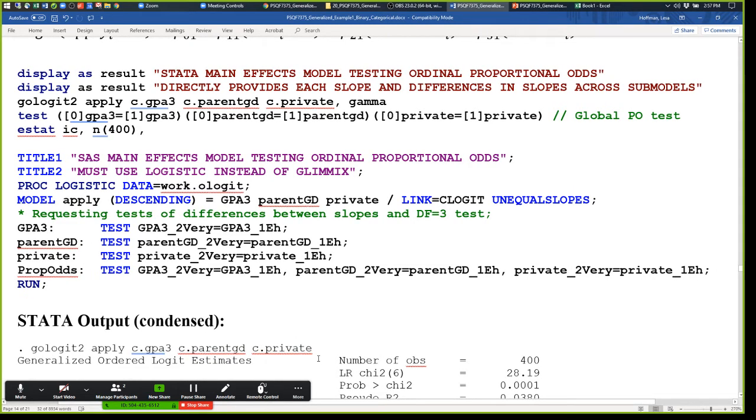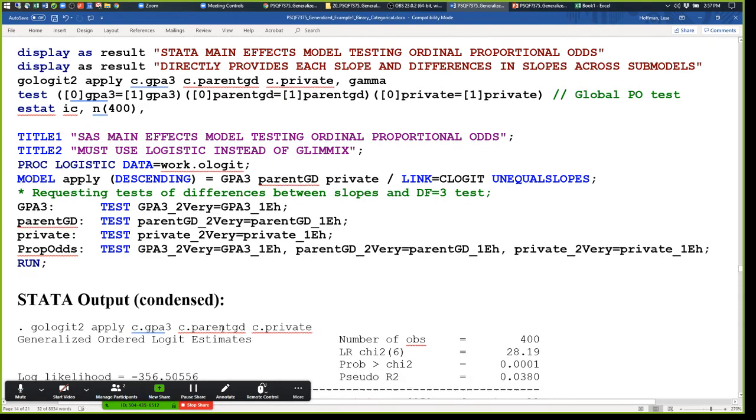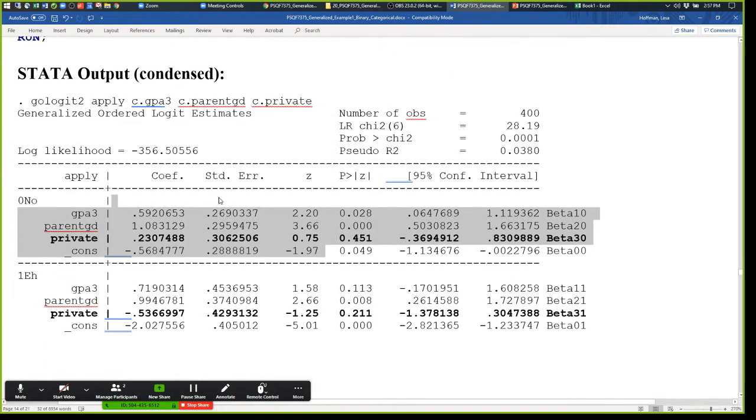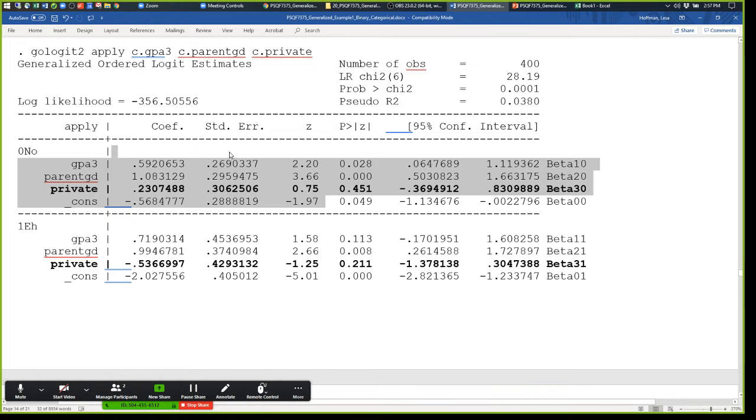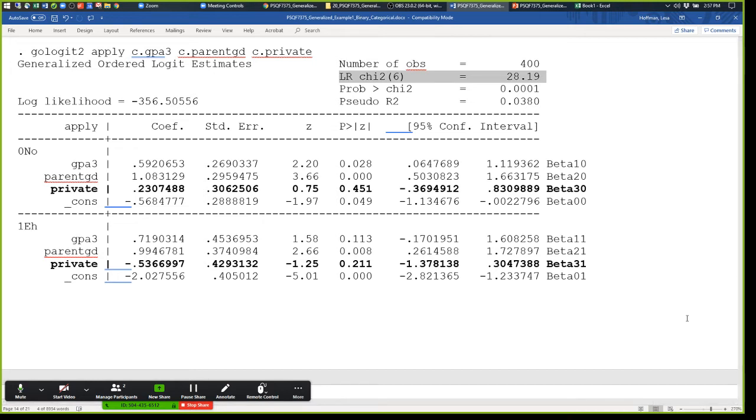With me? Good. Are you ready to see the exciting conclusion in these fake data? So gologit, gologit, gologit. Here it gives you likelihood ratio chi-squares, the degrees of freedom, 6, because there's now 6 slopes in the model. 3 slopes times 2 submodels.